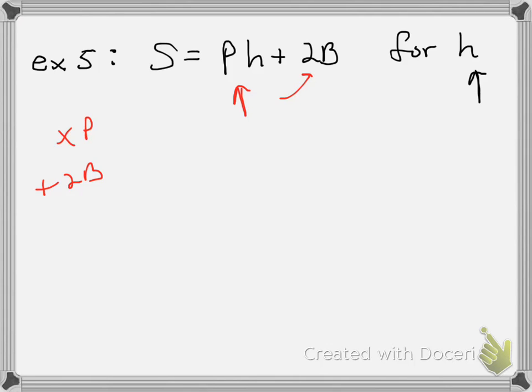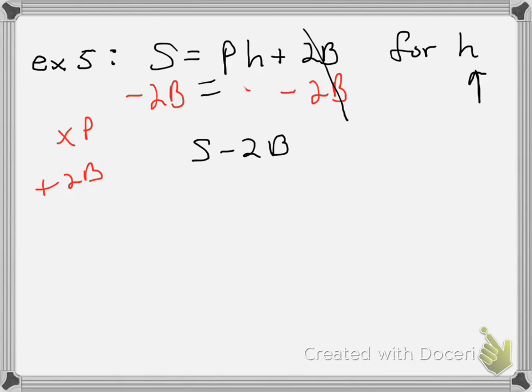Alright, so what do we do first? Well, remember we always get rid of the add and subtract first. So if it's being added by 2b, we're going to subtract 2b from both sides. These will cancel out. And so then we have S minus 2b equals P times H.